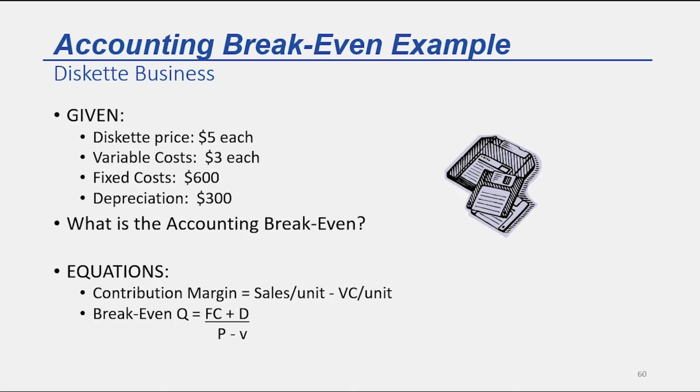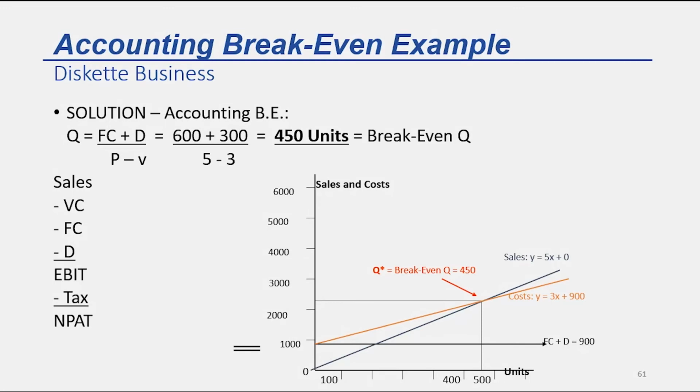Again, the accounting break-even formula is fixed cost plus D over P minus V. And that denominator is contribution margin, selling price per unit minus variable cost per unit. So again, this one's very simple. Fixed cost of $600, depreciation of $300. So you have $900 in the numerator, and contribution margin on these diskettes is $2, 5 minus 3. So I find that the number of units just to break even on an accounting basis is 450 units.